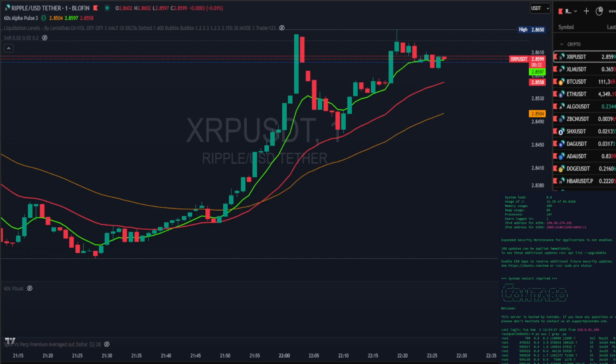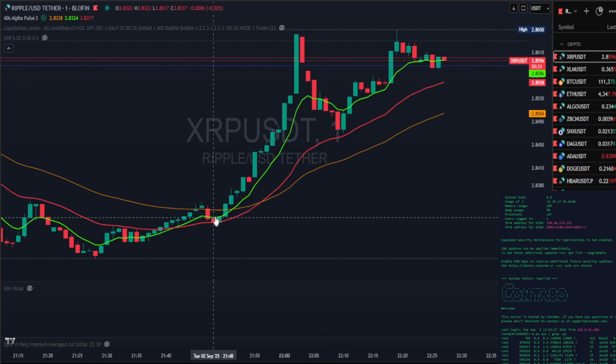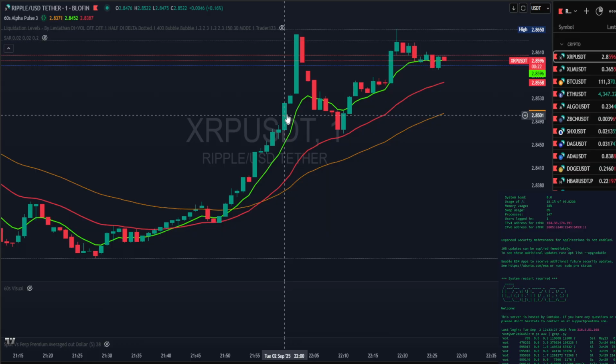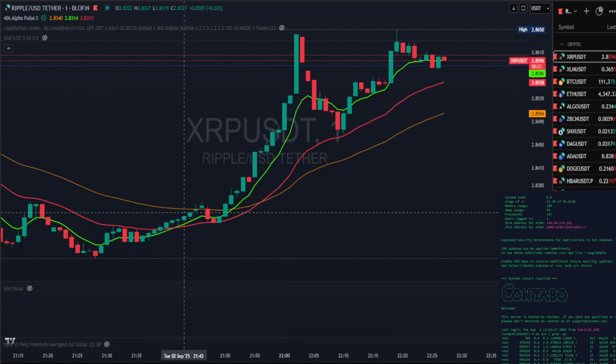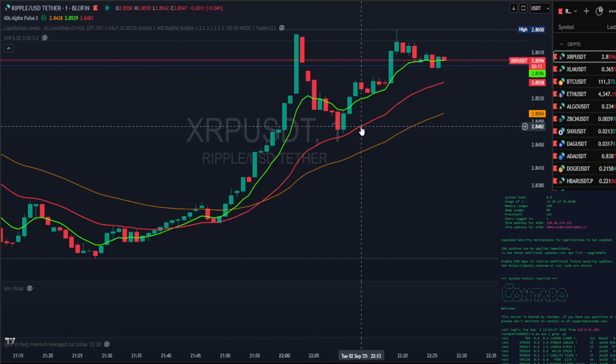All right, so I've cut out all other lines so that way we can go over this for everybody. So what we have is our green, red, and our orange line. This setup right here where we have the green above our red and our red above orange, that is a setup for bullish momentum.